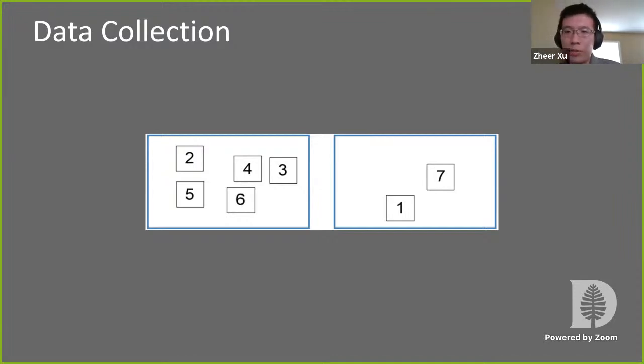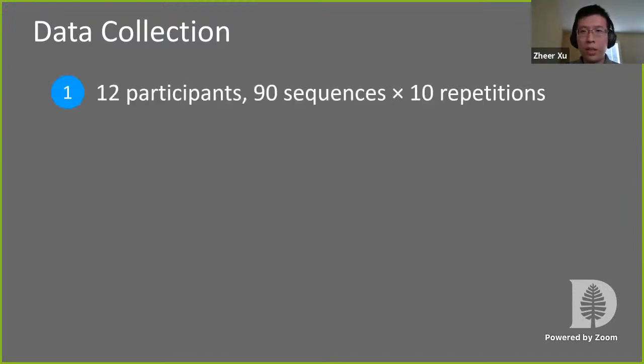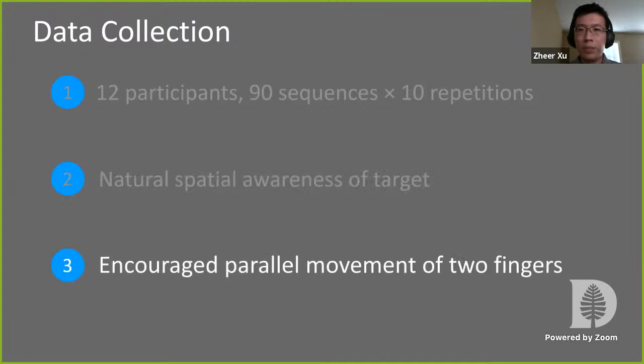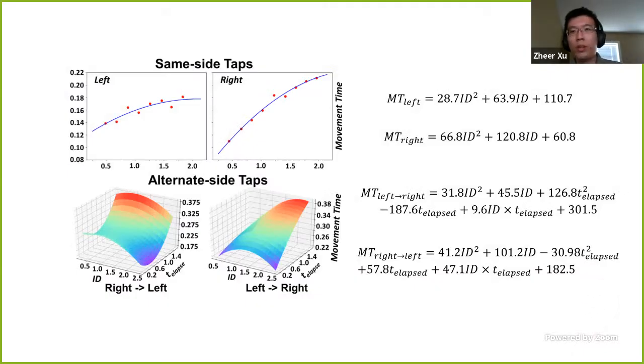As you may notice, the first and last target resided on the same fingertip. This is called a return task. 12 participants were involved in this study to finish 90 sequences, each with 10 repetitions. They were required to perform target selection in an eyes-free manner. They were also encouraged to have parallel movement of two fingertips. We used the study result to create the predictive model to estimate the movement time of a user typing a word on any of the candidate layouts.